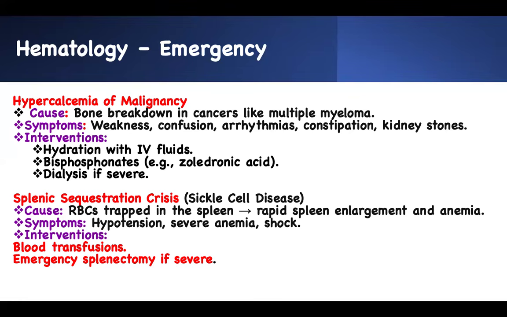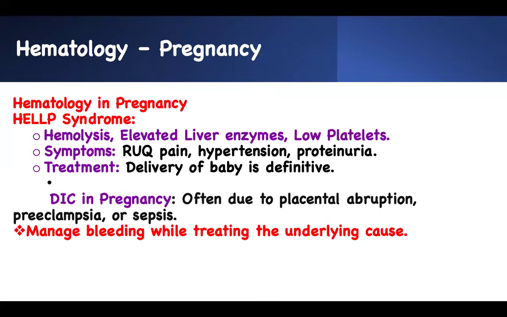It means they're going to go into shock. They will become hypotensive. So the treatment is emergency surgery. Don't forget about it: a sickle cell patient's spleen should never be painful. If it's painful, it's being sequestrated, and that's a crisis.